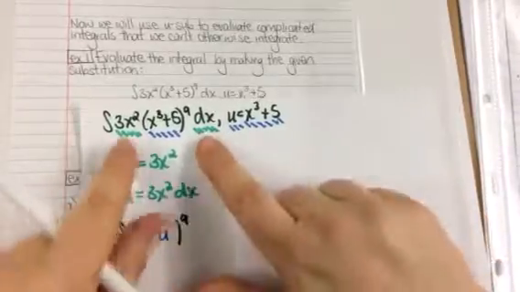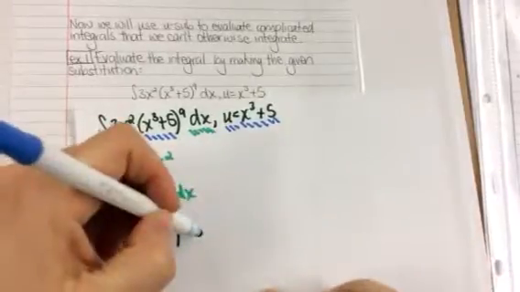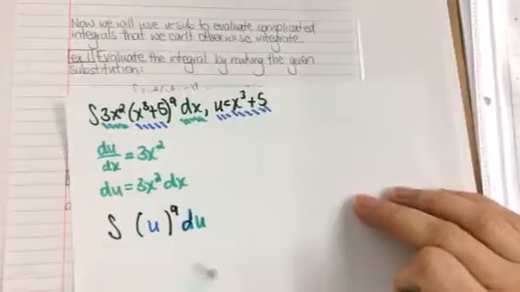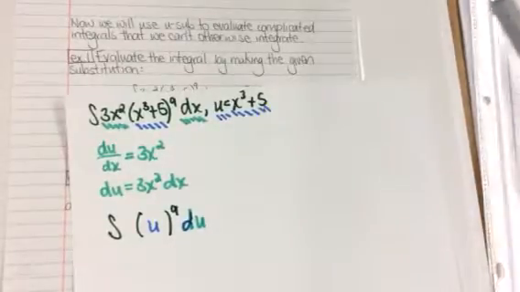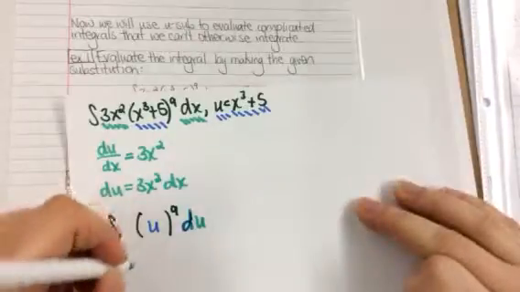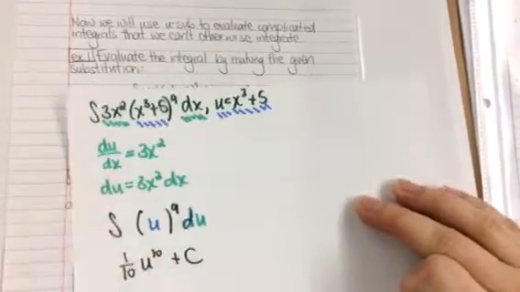And then all of this stuff right here, 3x squared dx, is your du. Whoops, let me do that in the other color, sorry. Is your du, and now we can easily integrate that, right? So what's the integral of u to the 9th? Raise the power, divide by that power. Don't forget your plus c.